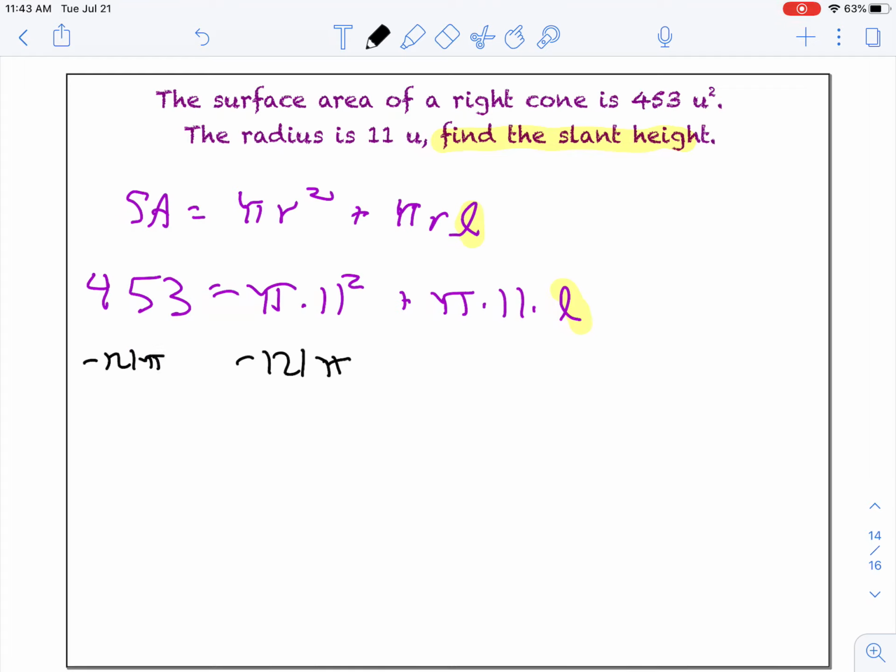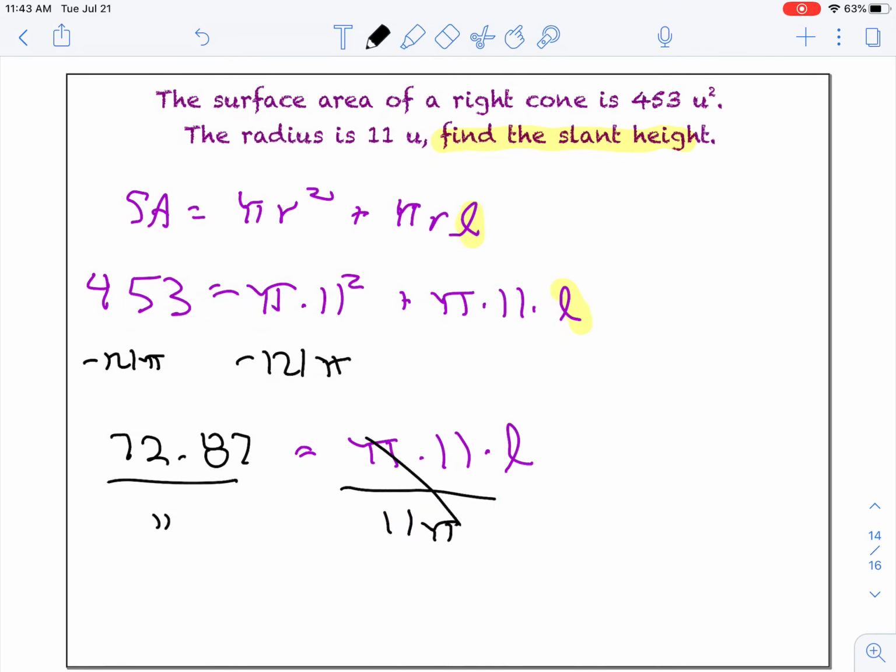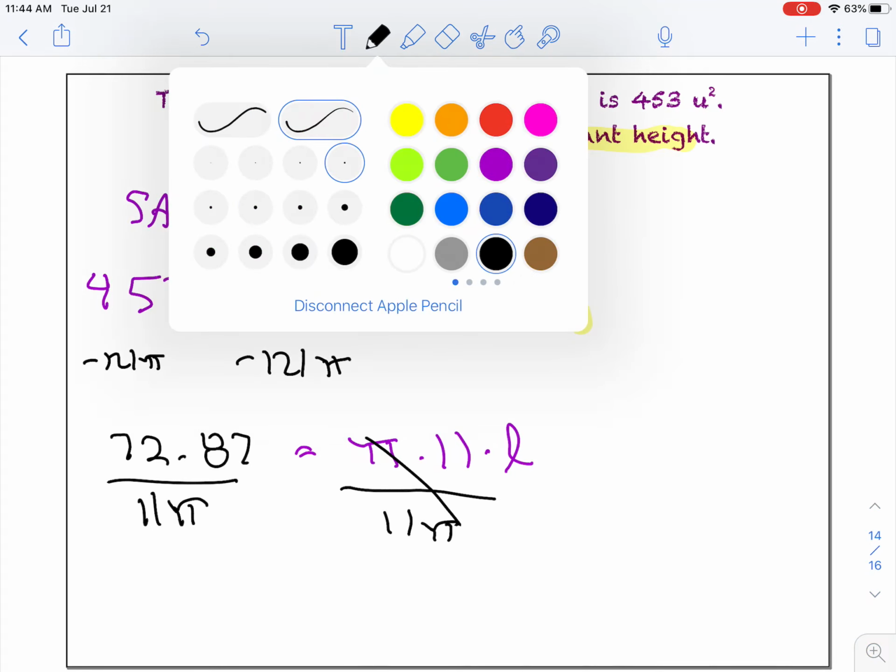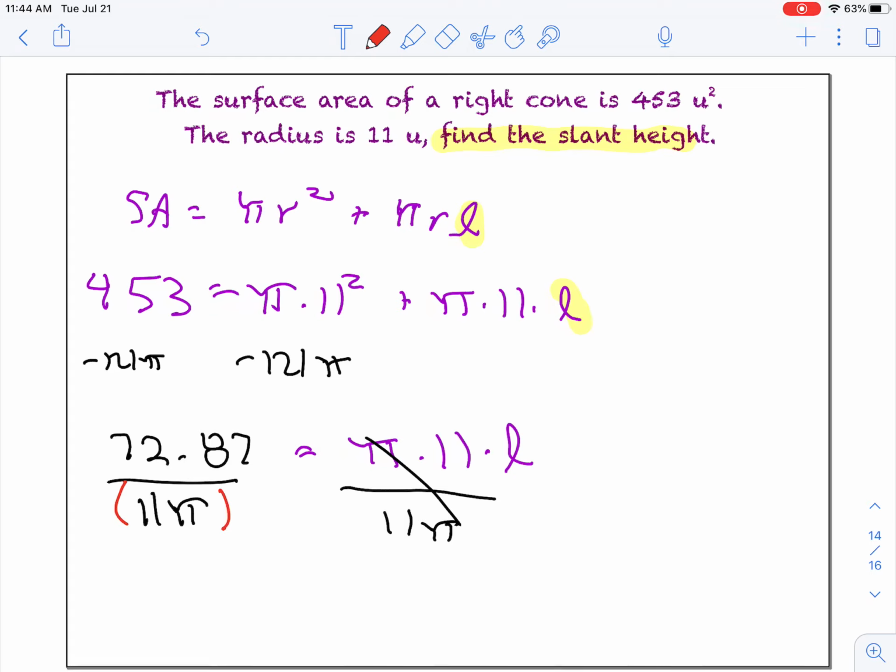So when I take 453 and subtract 121 pi, or 11 squared pi, whatever you want to do there, we get 72.87, and that is equal to pi times 11 times L. So now I'll divide by 11 pi. Now, I know some of you are probably not remembering this, but if you're going to divide by 11 pi, that needs to go in parentheses so that it divides by that quantity.